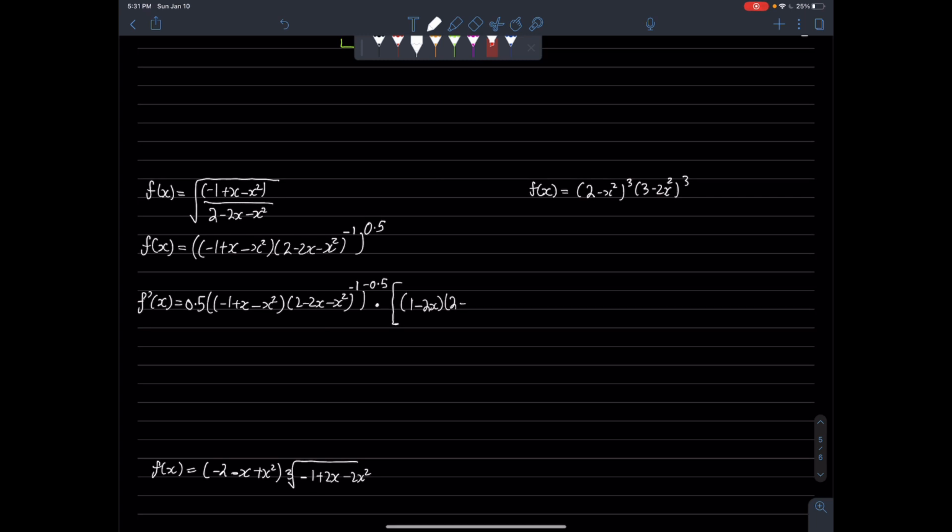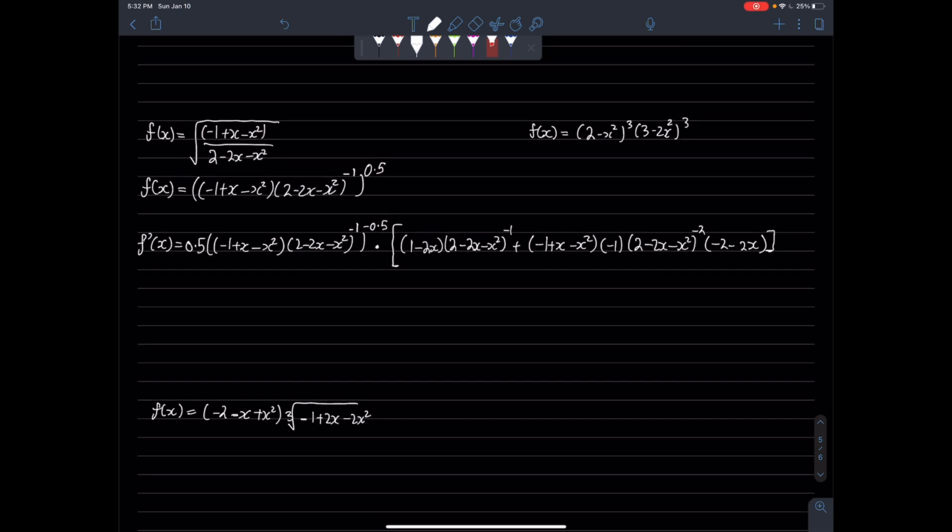Now we multiply it by the bottom one. So x squared to the negative 1 plus, now the first part, negative 1 plus x minus x squared. Now we're taking the derivative of it, so this will be negative, right? We multiply. Actually, let me do it so it's easy. Times negative 1 times, now we rewrite this, 2 minus 2x minus x squared, negative 2, then times negative 2 minus 2x, right? That's just the chain rule being applied a second time. That's the derivative of that.